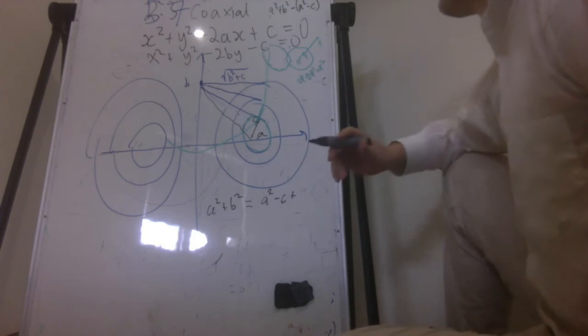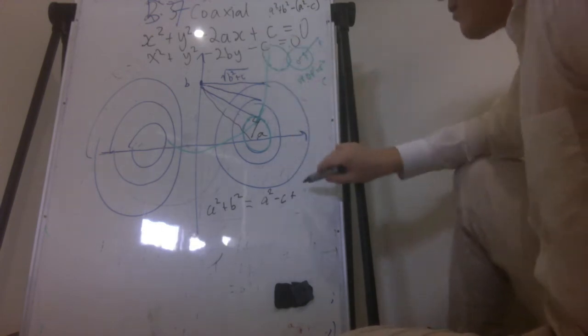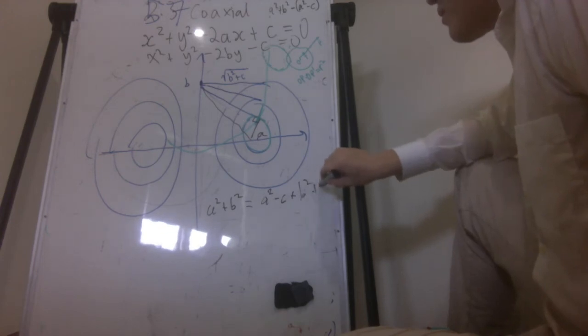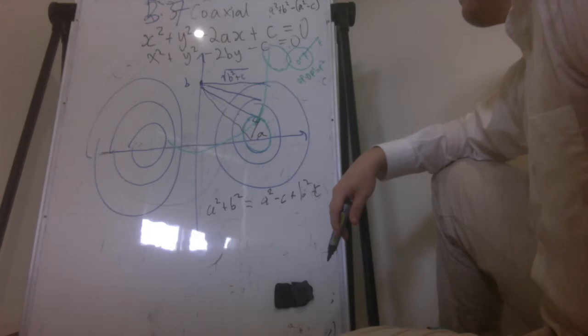Okay. That's B squared plus C, right? It's B squared plus C. So that works, yeah? Yeah, because that was plus.